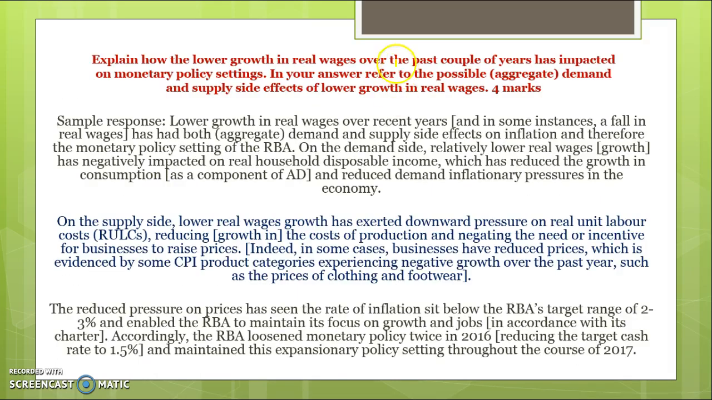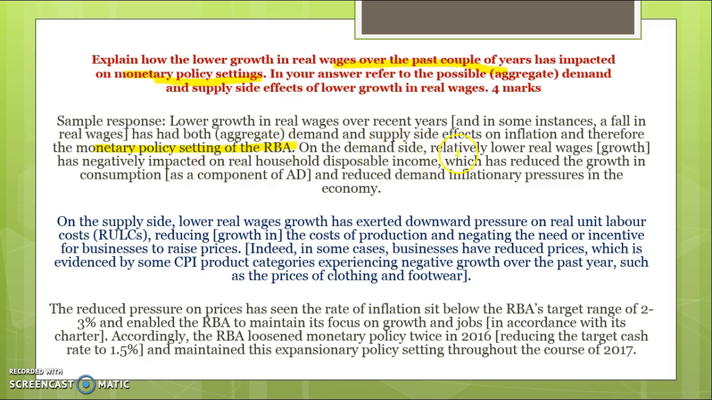In terms of lower wage growth, you need to be mindful that that's likely to help when you're linking it to monetary policy settings. Basically, lower real wage growth has helped to reduce demand-pull and cost-push inflation. So it's allowed the RBA to be more expansionary because their initial goal of inflation is under control, so they can focus on full employment and growth.